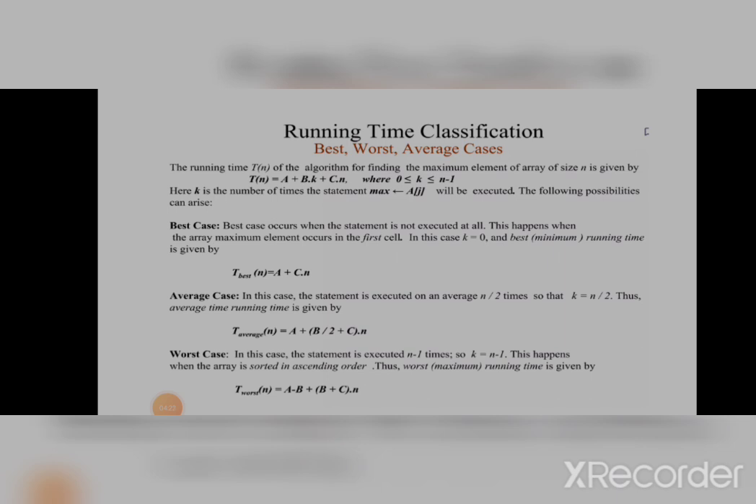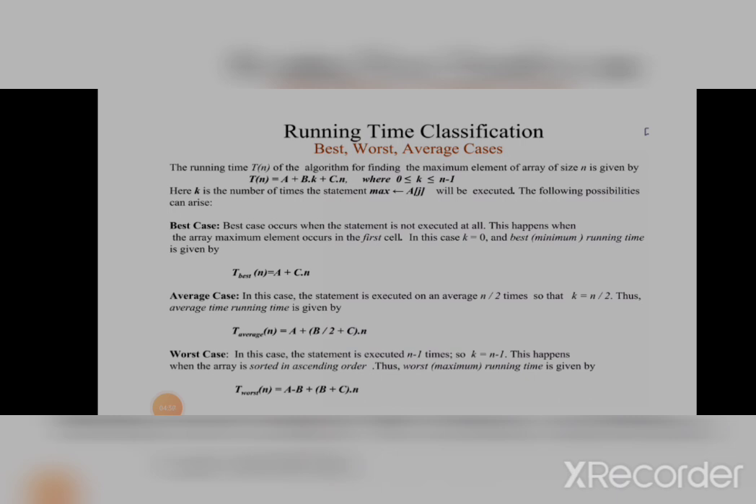The following possibilities can arise. The best case occurs when the statement is not executed at all. This happens when the array's maximum element occurs in the first cell. So T_best(n) = a + c·n.